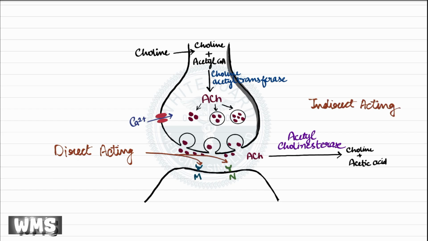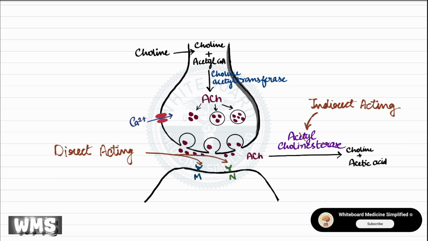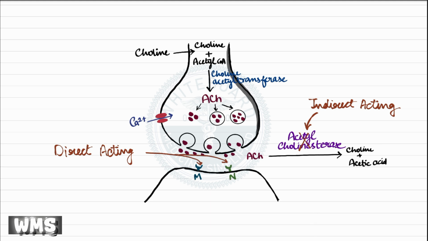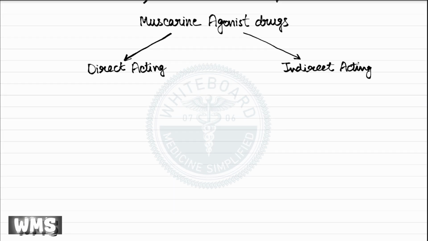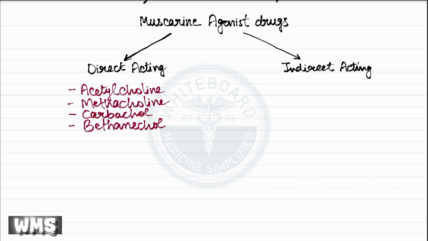These drugs do not bind to muscarinic receptors directly. Instead, they act by inhibiting the enzyme acetylcholinesterase, which is responsible for breaking down acetylcholine. When this enzyme is inhibited, acetylcholine is not hydrolyzed quickly and therefore accumulates in the synapse. As a result, acetylcholine can remain in contact with the receptors for a longer period of time. Direct-acting muscarinic agonists include acetylcholine, methacholine, carbachol, bethanechol, pilocarpine, and cevimeline.